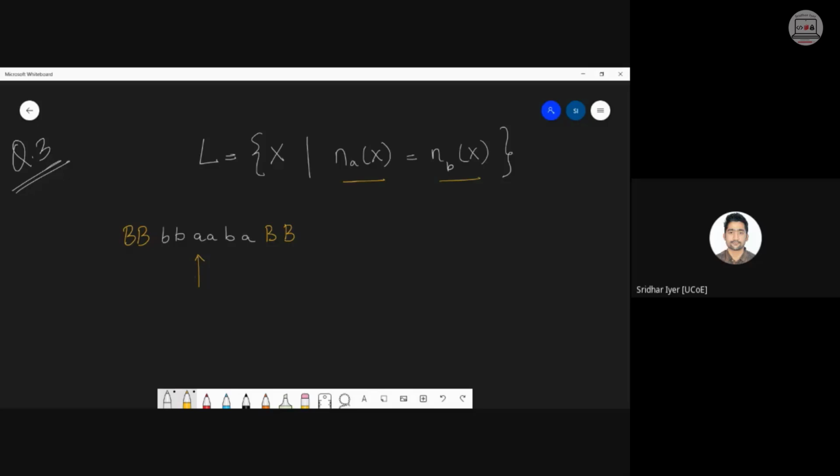So what exactly I'm trying to do is, whenever we encounter the first A, replace that with a star and keep moving to the right until you reach the blank symbol. अभी देखो क्या कर रहा हूँ exactly.